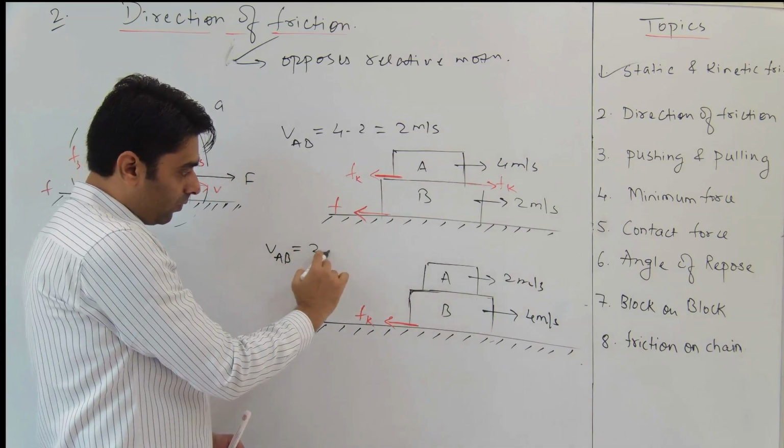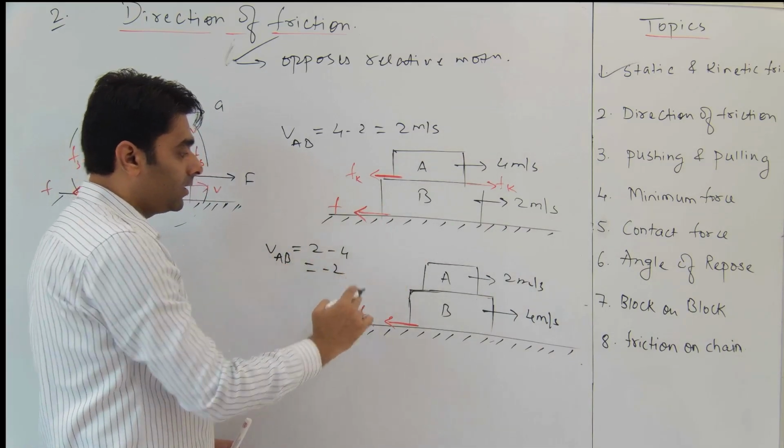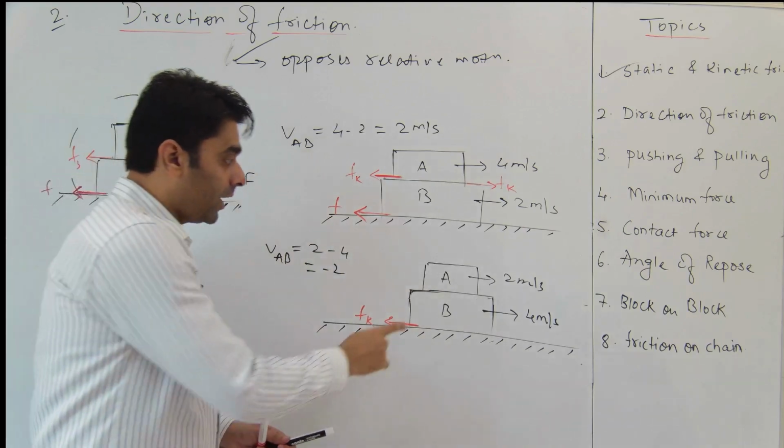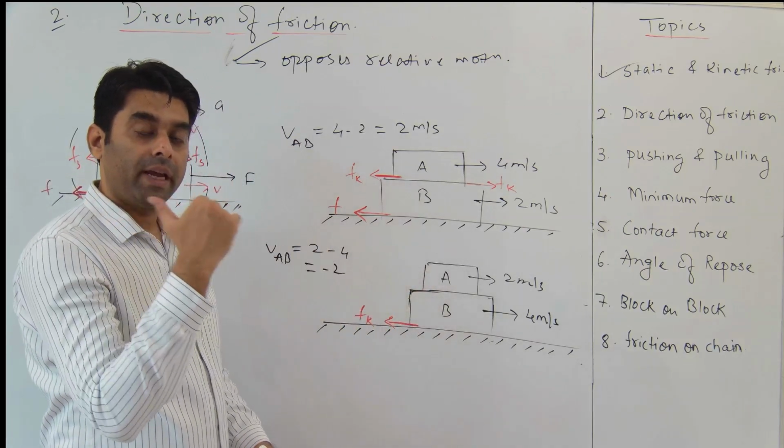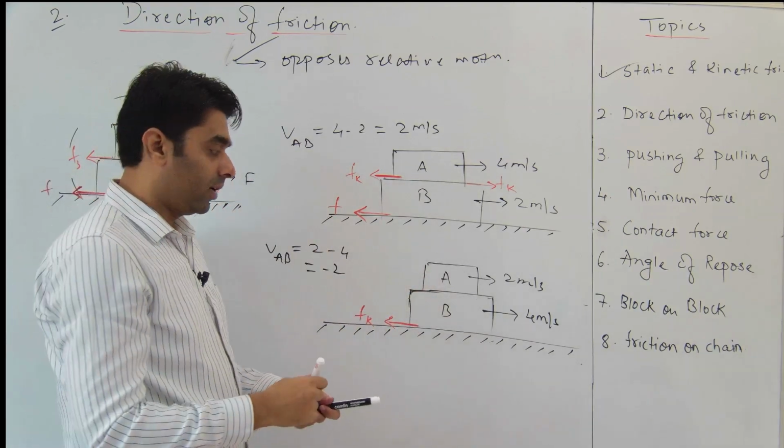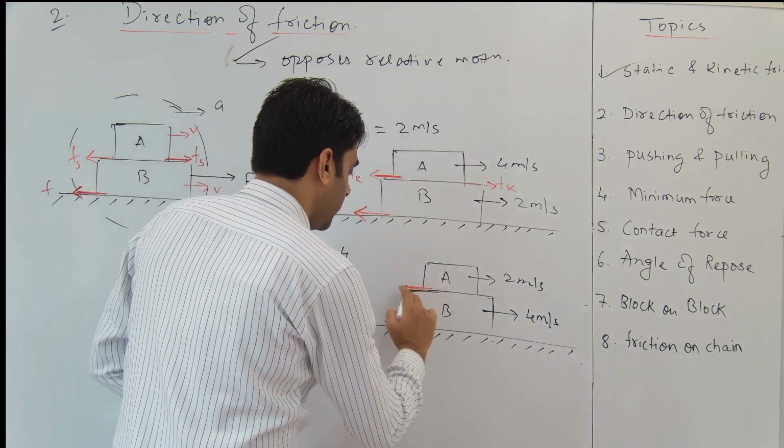Velocity of A is 2, velocity of B is 4. Velocity of A with respect to B is minus 2. That means with respect to B it is moving backward. That implies your friction will be over here.